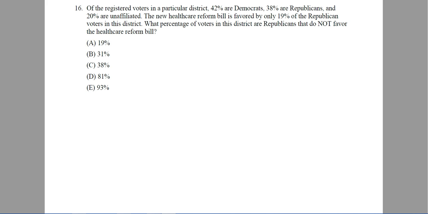Alright, we're back at it again. Question 16. Of the registered voters in a particular district, 42% are Democrats, 38% are Republicans, and 20% are unaffiliated. As soon as I saw that, I was thinking, alright, possibly tree diagram. All right, this is a probability question.